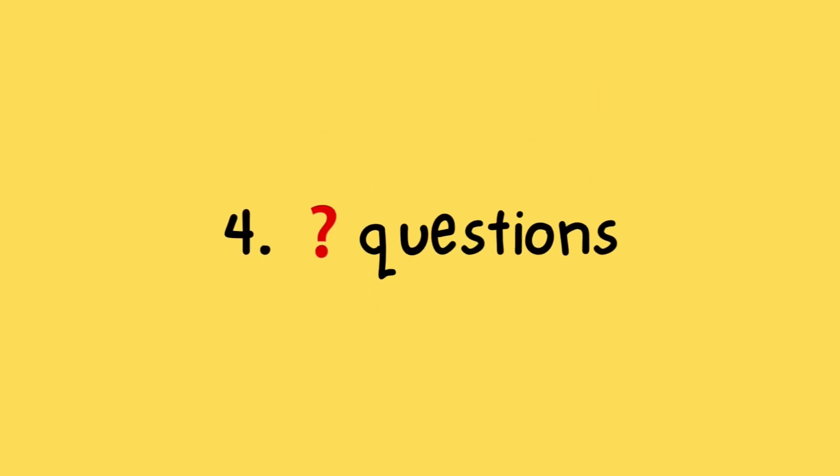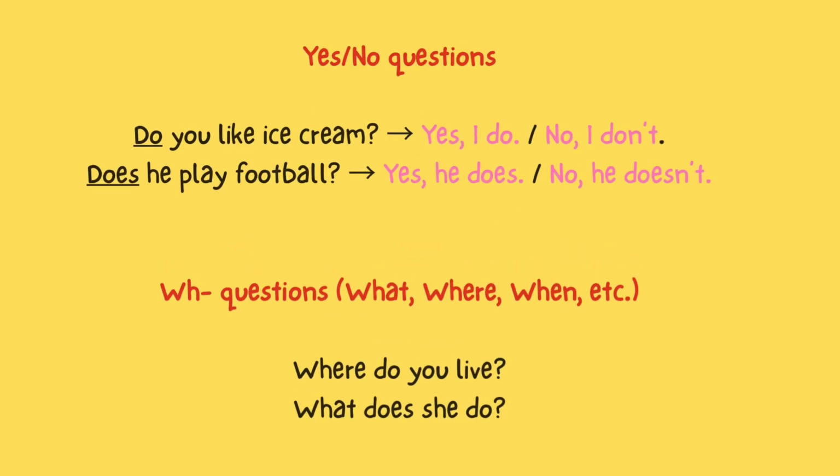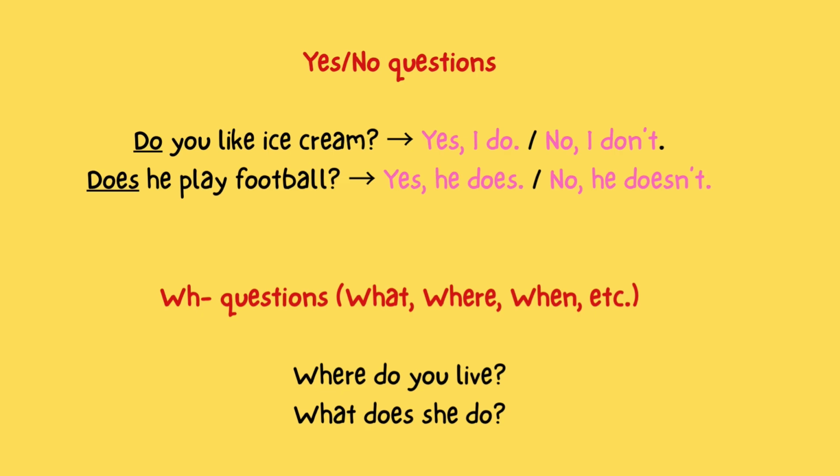Number 4. Questions. There are 2 types of questions that we can use in simple present tense. The very first one is yes-no question. With yes-no question, we have to answer the questions with yes or no. And these kinds of questions will start with do or does. We use do with plural subjects and we use does with singular subjects.